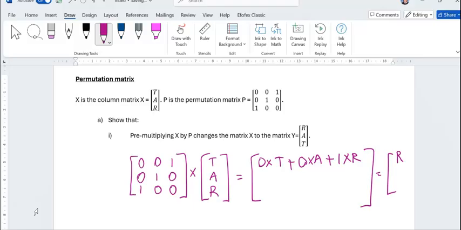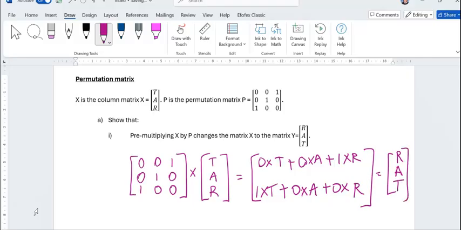Now looking at the second row of matrix P, 0, 1, 0, that means when I multiply for my second element in the answer matrix, it's 0 times T plus 1 times A plus 0 times R. 0 plus A plus 0 is basically A. And in the third row, 1, 0, 0, the matrix multiplication is 1 times T plus 0 times A plus 0 times R. So 1 times T is T plus 0 plus 0.